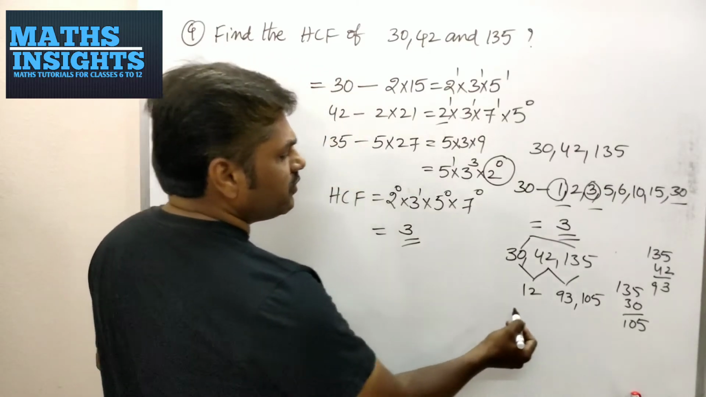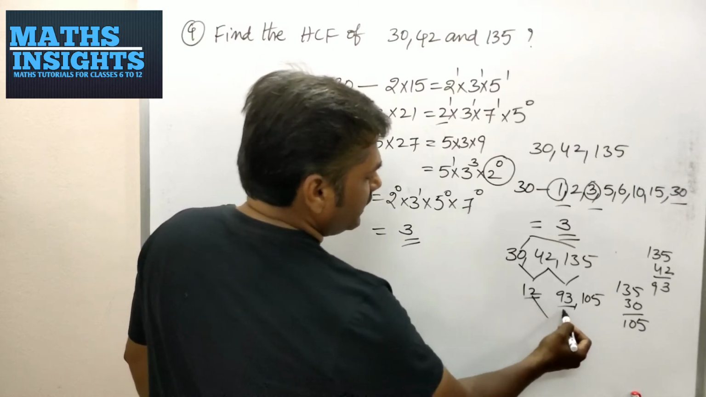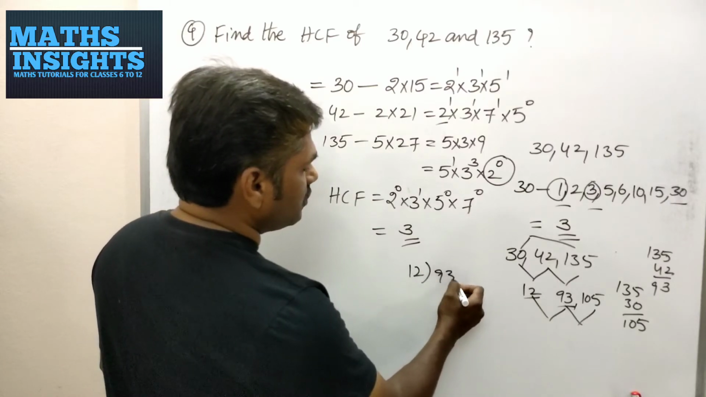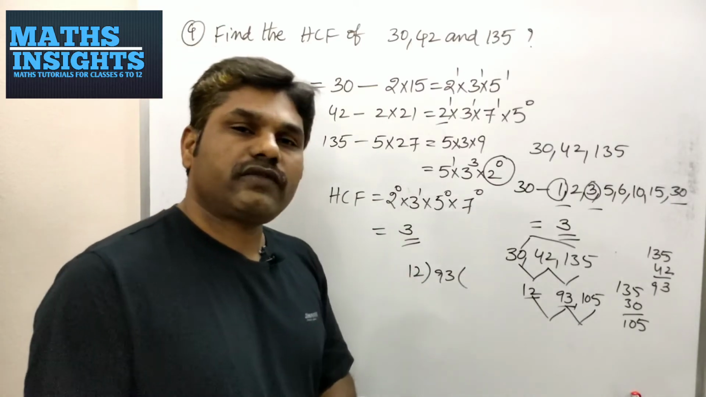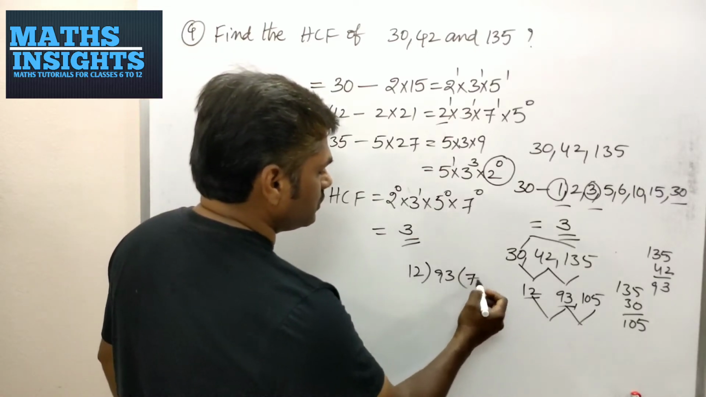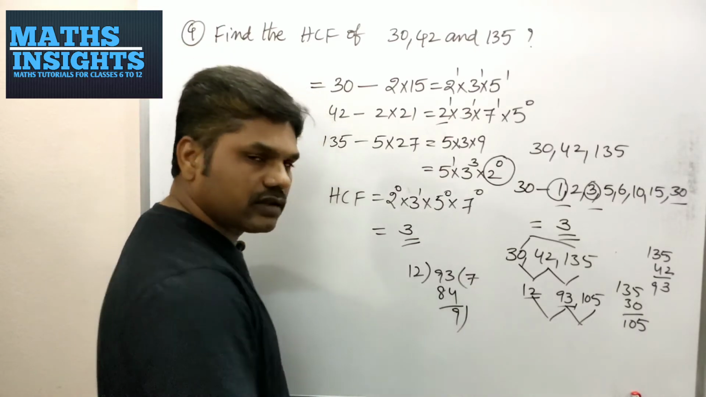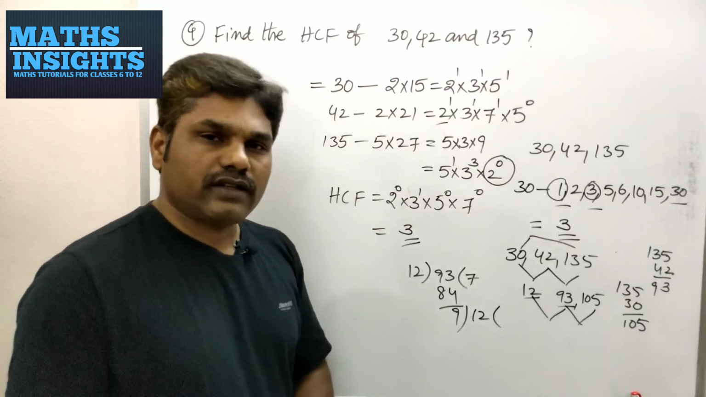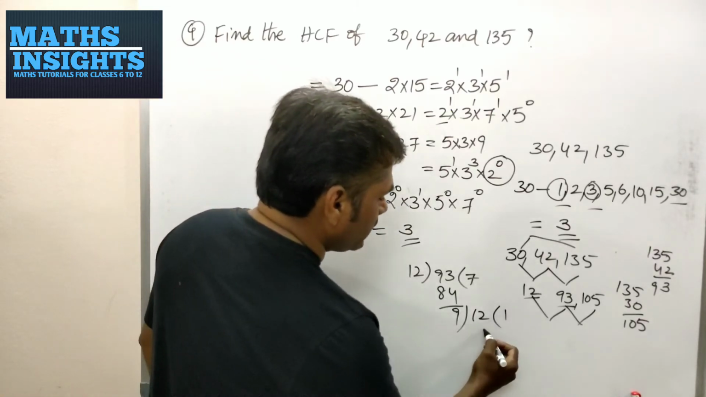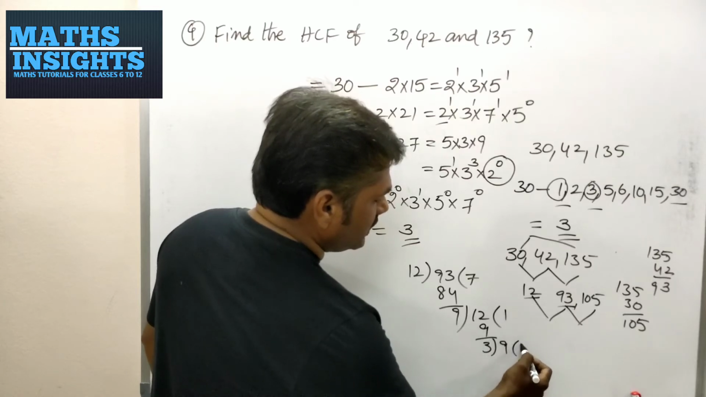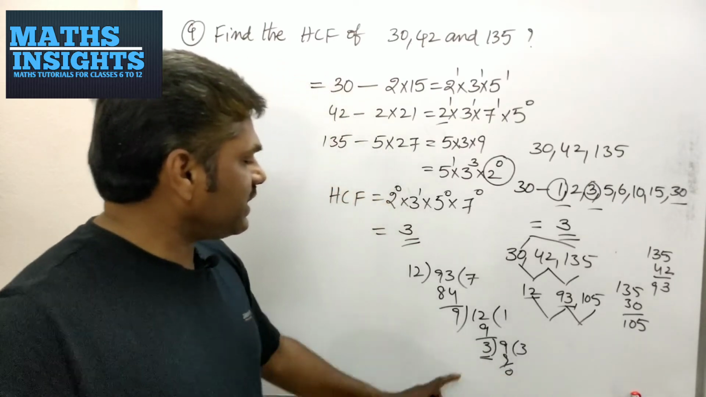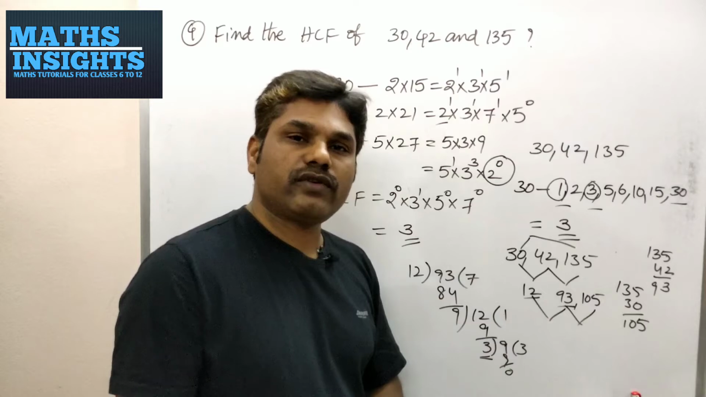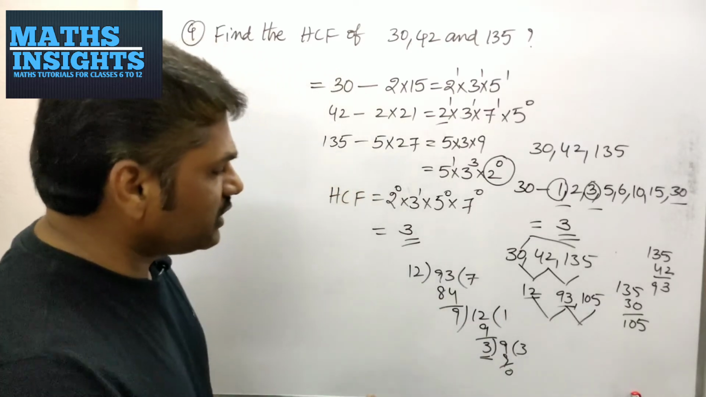So again I am finding the HCF of these three numbers. Suppose I am following the division method: 12 7s are 84, this is 9. Again you have to divide 12 by 9 until you get remainder 0. 9 1s are 9, so 3 3s are 9, 0. So 3 is the HCF of 12 and 93. Then find the HCF of 3 and 105. That will be the HCF of all the three numbers.